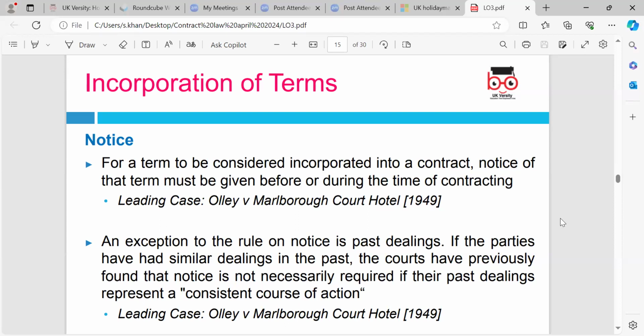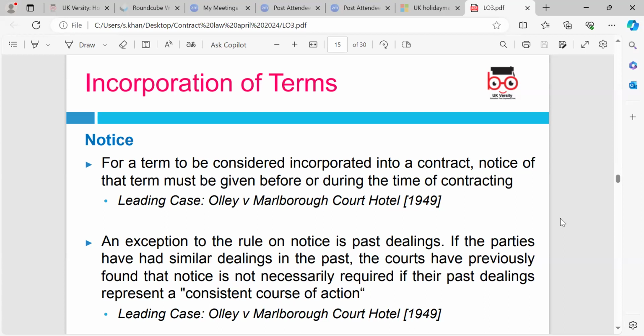So for a term to be considered incorporated into a contract, notice of that term must be given before or during the time of the contracting. And the leading case for that is the case of Olley v Marlborough Court Hotel, 1949. So the facts of this case: Olley was a guest in the defendant hotel.